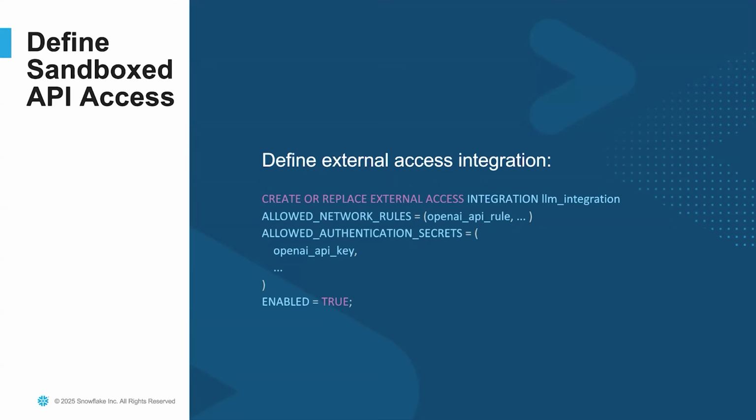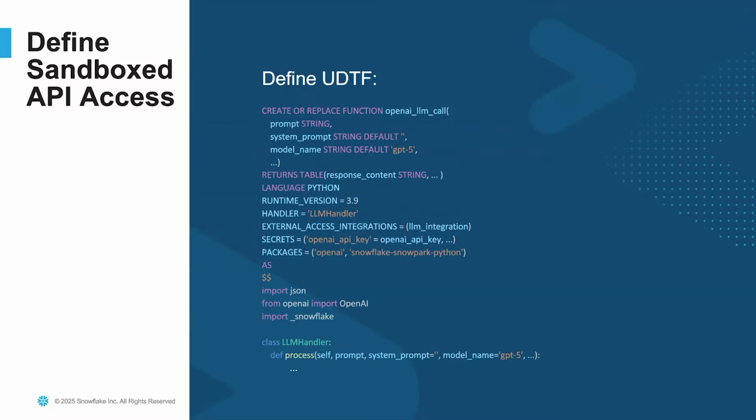And then we define an external access integration, which uses this network rule and the API key in order to define access to the internet. So we're basically defining the security for how this program can access the internet to make sure that there's no other usage of this program.